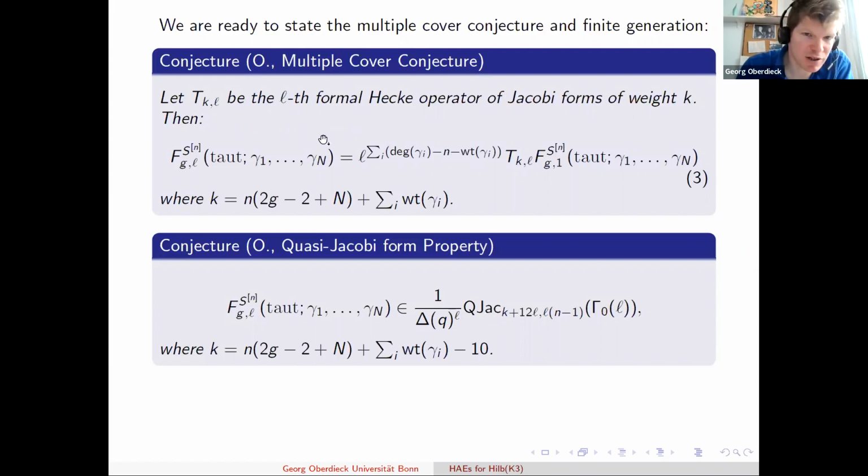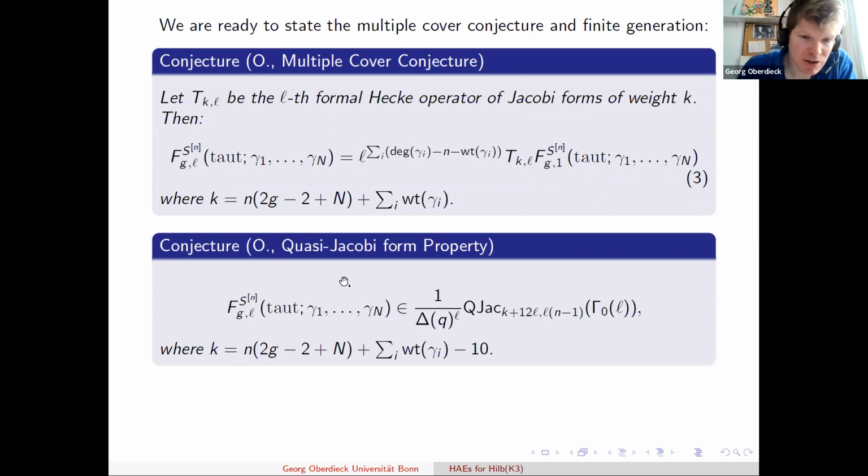The first conjecture, from a paper I put up at the beginning of last year, says that you have an analog of this multiple cover conjecture. There's a certain formal Hecke operator on Jacobi forms that you can write down, and you can find it in Eichler-Zagier. If you apply this to F_{g,1}, it should be exactly this F_{g,L}. Here L is the degree of the base P^n. So this first conjecture essentially says that in studying these counts of Gromov-Witten invariants on the Hilbert scheme, you can reduce from imprimitive curve classes to primitive curve classes.